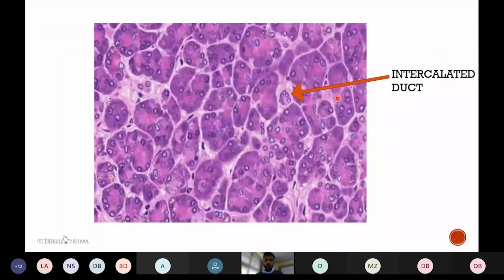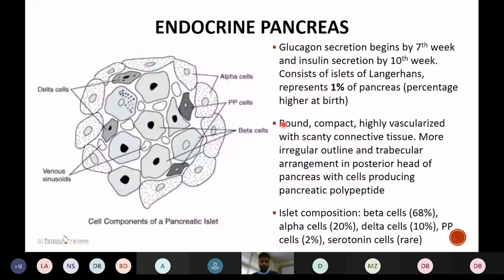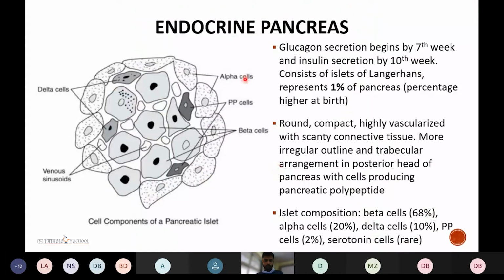In the next slide here, we can see the intercalated duct, which is nothing but the intralobular duct, smaller in size and lined by simple cuboidal epithelium, surrounded by multiple acini. Now, these are both expressing the exocrine and the endocrine tissue. So this is the islet of Langerhans, which consists of endocrine cells of the pancreas. So this is how the cells are arranged.